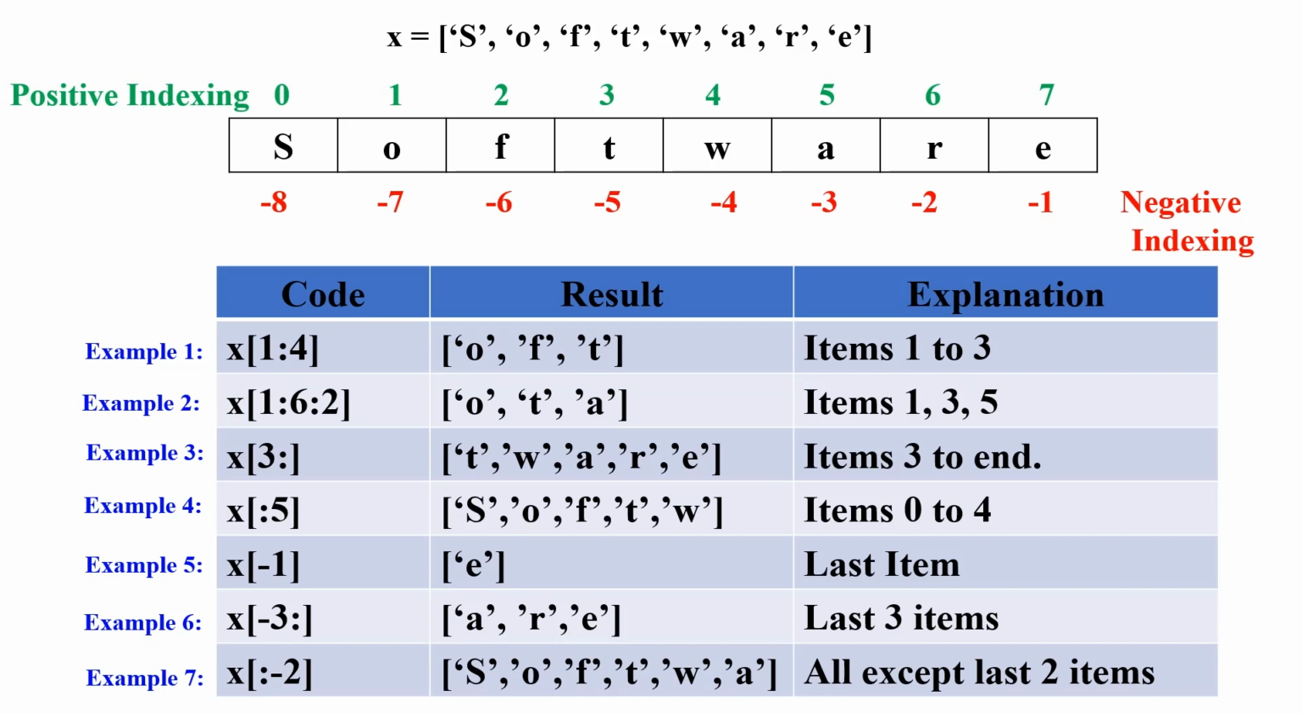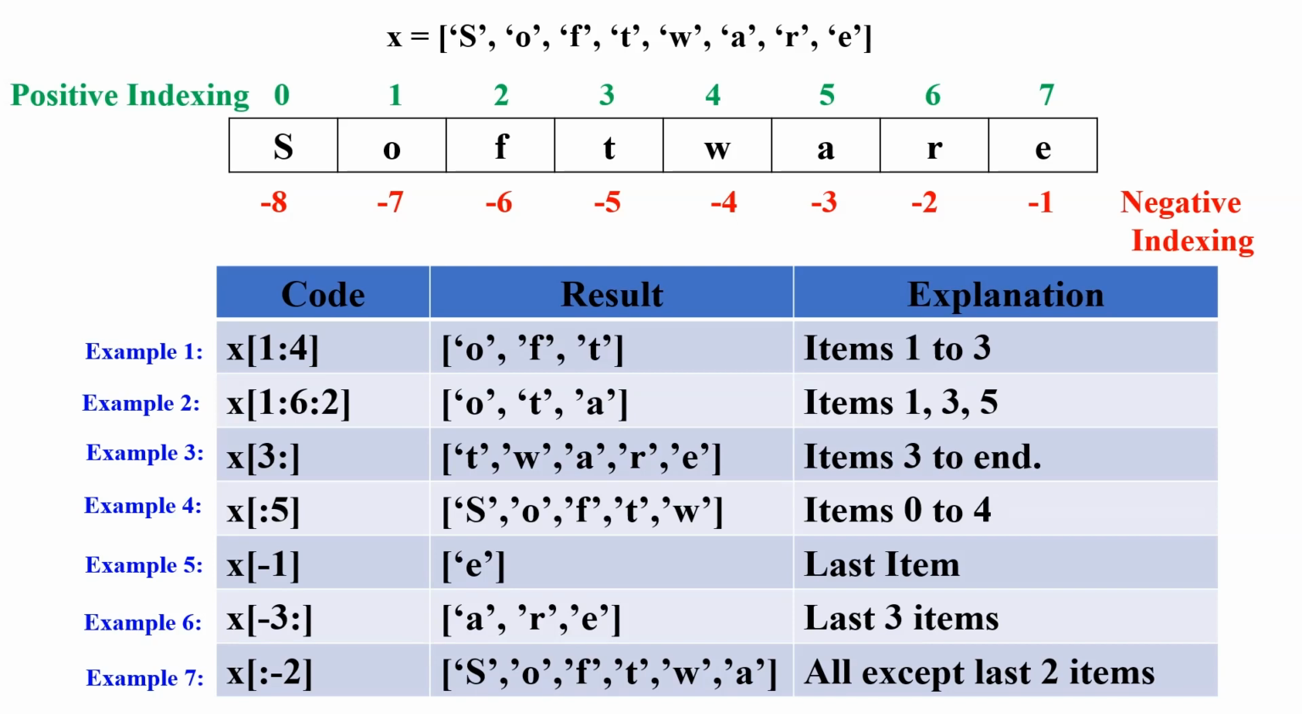Now look at example 3. x[3:]. Now look at the picture. Here start value is 3. Stop value is not given, hence we take the default value until the end of the string. Step value is also not given, so step value is default value 1. So the items 3 to end are sliced. Hence the output is TWARE.